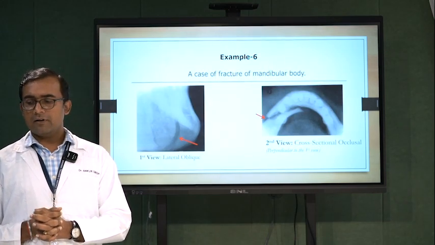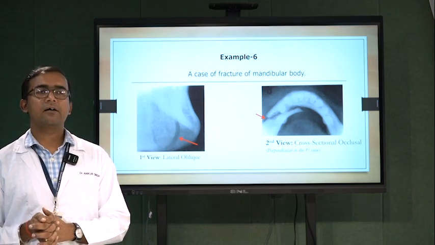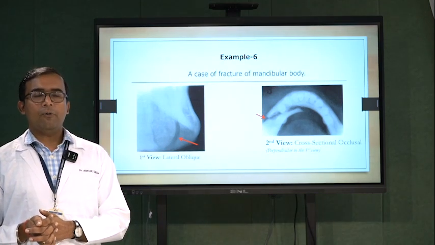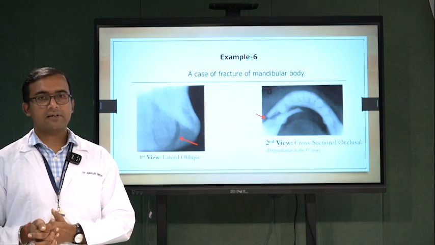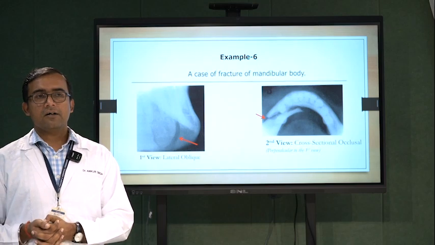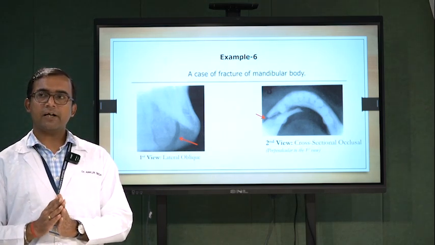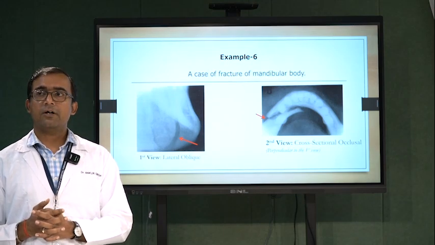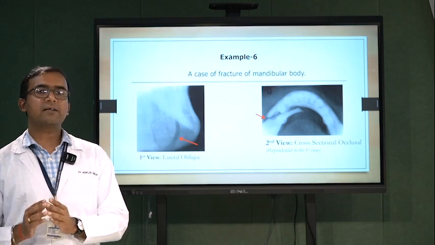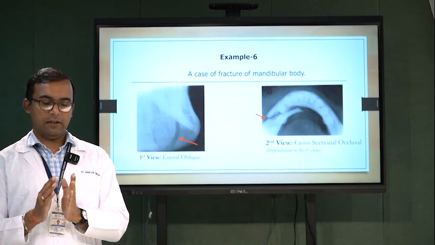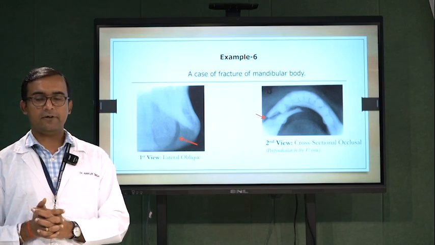Sixth example, this is a case of a fracture of the mandibular body. So mandible or maxilla or zygomatic arch or any part of the jaw or the skull, if it gets fractured, the surgeon wants to know whether it is a favorable fracture or an unfavorable fracture. A favorable fracture is one in which the broken segments or fractured segments are opposed to each other; they're not separated. So it is easy to treat those cases.